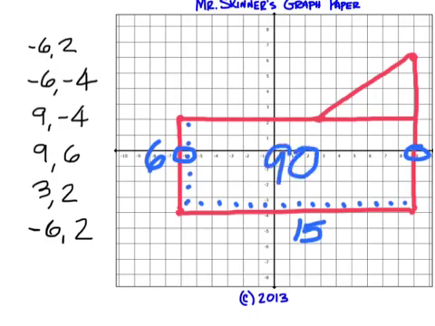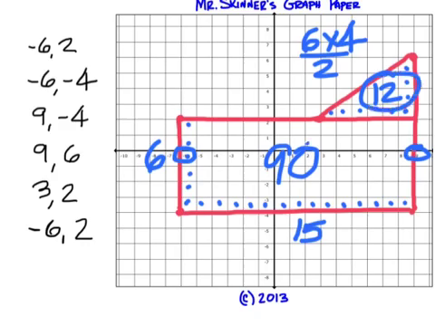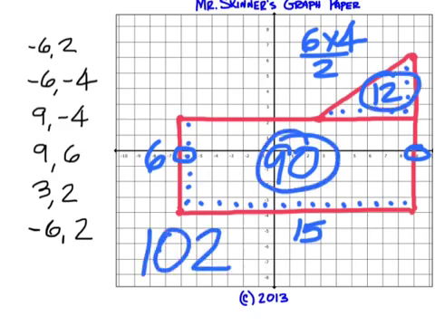On the triangle, 1, 2, 3, 4, 5, 6 times something divided by 2, that something is 1, 2, 3, 4. So 24 divided by 2 is going to be 12. 90 plus 12 is going to be 102 units squared.